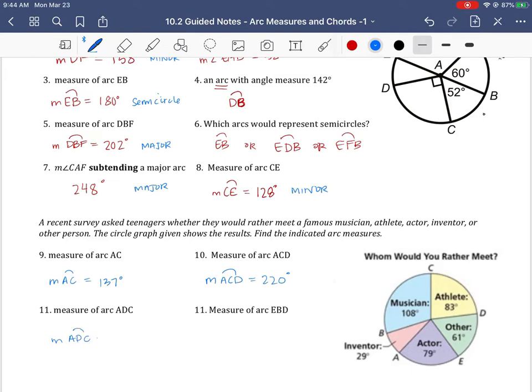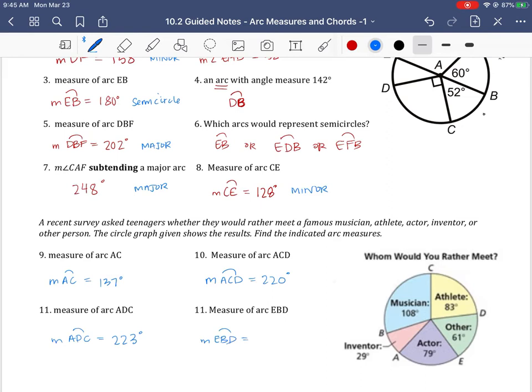And then, just continuing, the measure of arc ADC. So again, starting at A, this time it has us moving through D, so we've got to go this direction so that we can get to C. Again, we're adding all of those up, so 83 plus 61 plus 79, we should end up with 223 degrees.